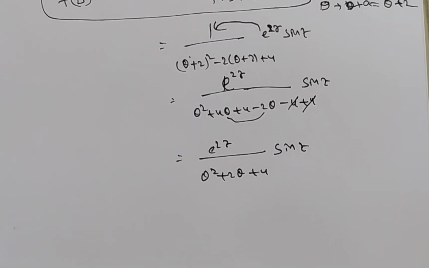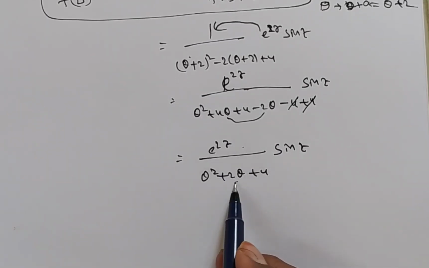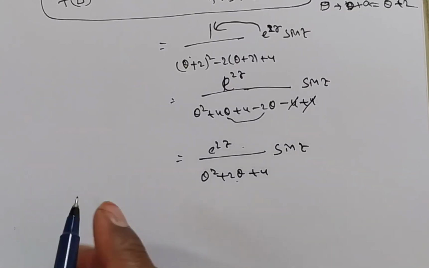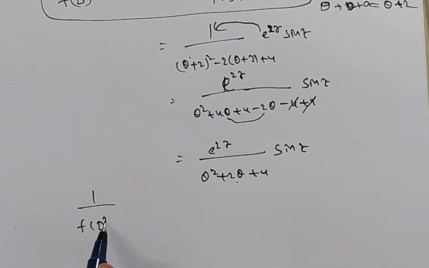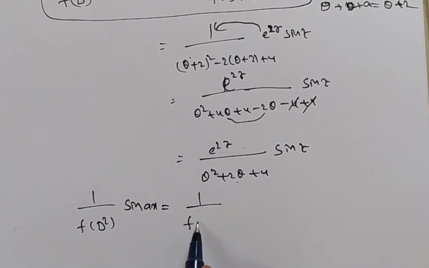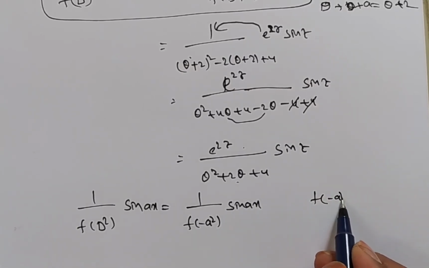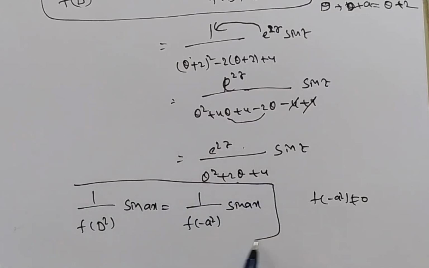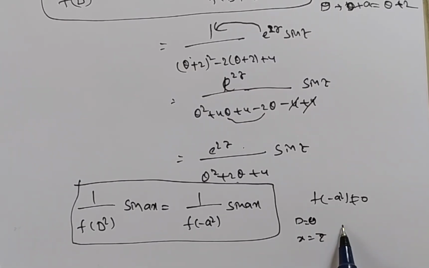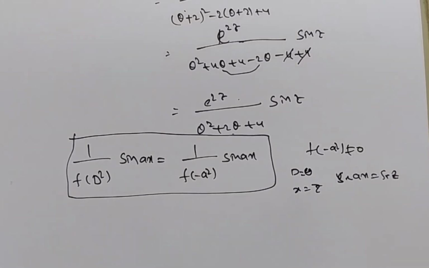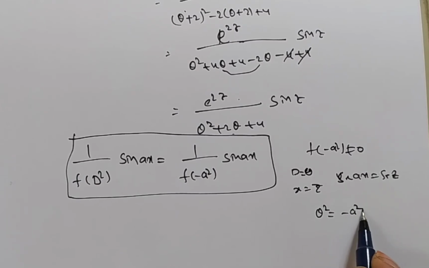Now you observe this is in the form of 1 by f of D into sin z. You remember friends, whenever you have 1 by f of D square into sin ax form, we write, in the shortcut method, in place of D square we write minus a square into sin ax, where f of minus a square is not equal to 0. But here in place of D we have theta, in place of x we have z, and in place of sin ax we have sin z. That's it. So in place of theta square you have to write minus a square, nothing but minus 1.